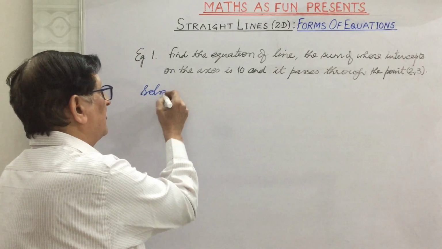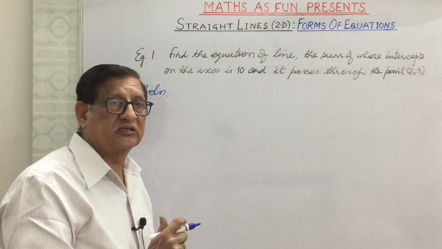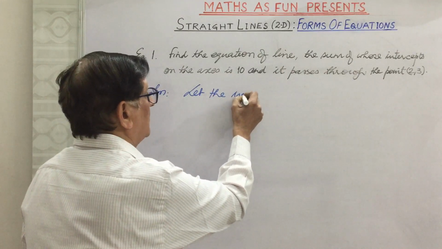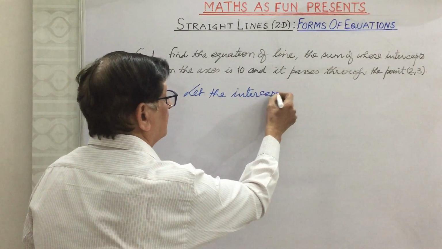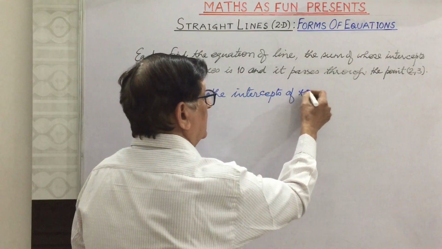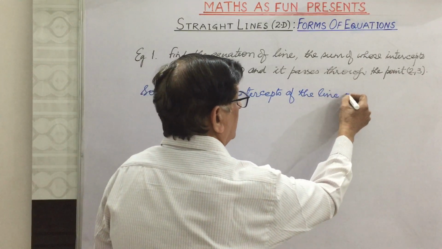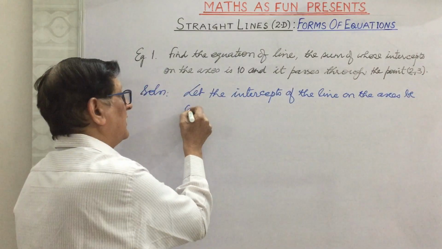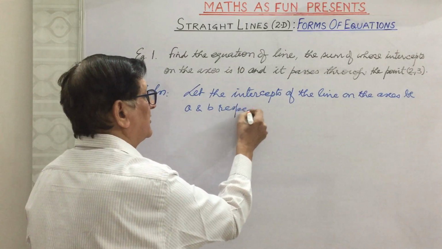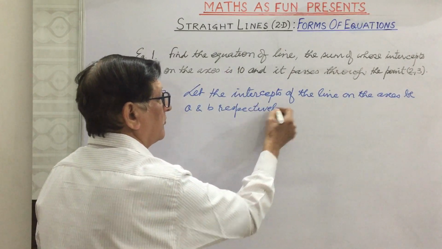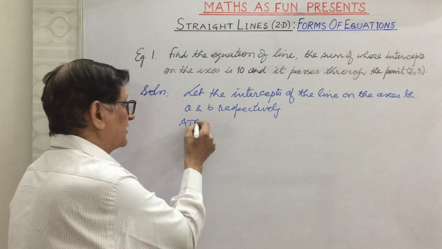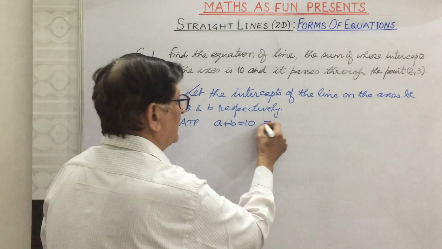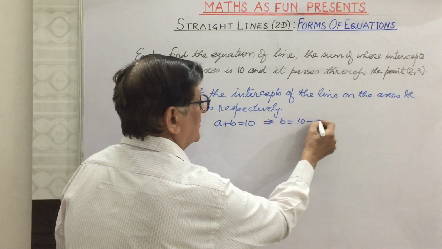We will consider the intercepts on the axes as A and B. So we write, let the intercepts of the line on the axes be A and B respectively. Then according to the problem, we have been given that A plus B is equal to 10, or we can say that B is equal to 10 minus A.